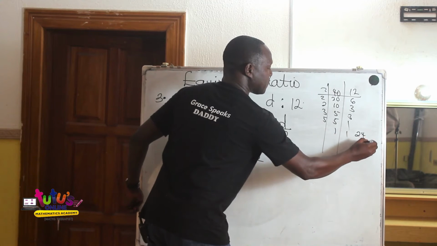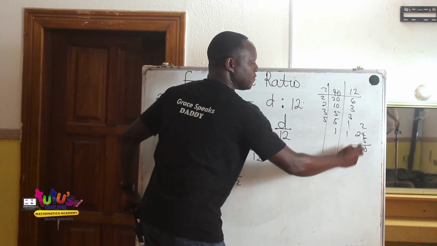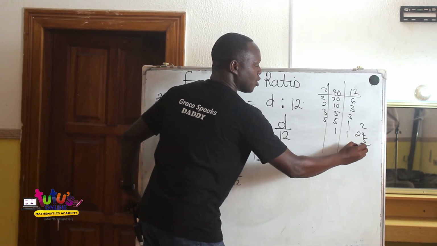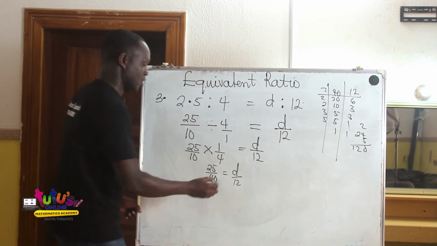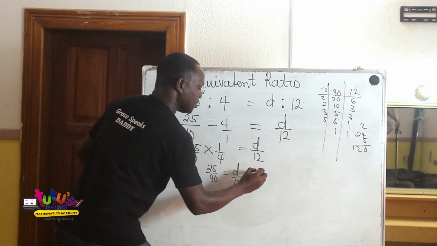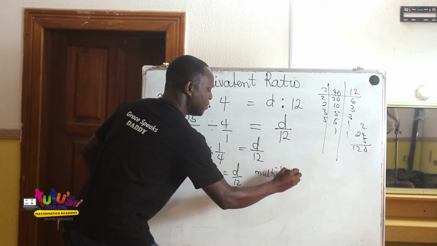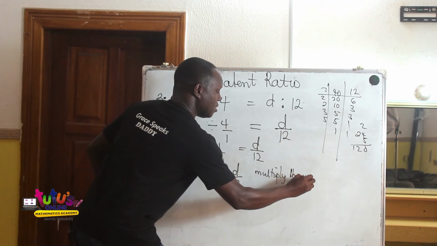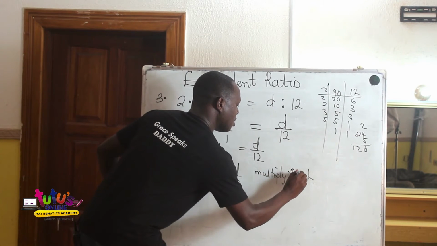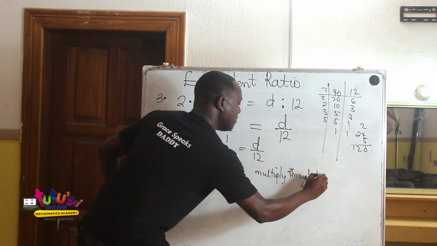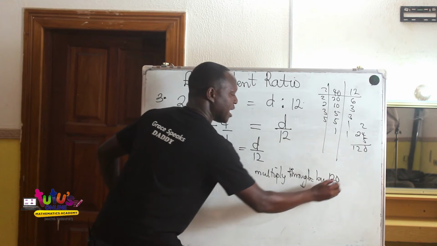24 times 5 is 20, carry 2. 5 times 2 is 10, plus this gives us 12, 120. So 24 times 5 gives us 120. Our LCM here is 120. Multiply through by 120, which is our LCM.